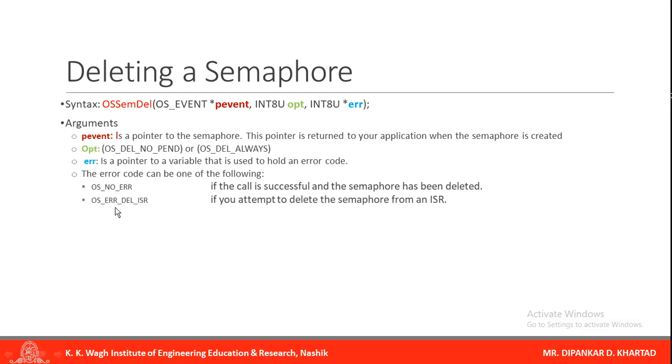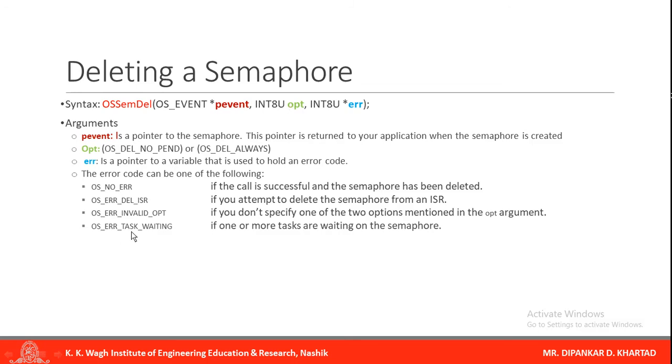Now OS_ERR_DEL_ISR: if you attempt to delete the semaphore from an ISR, this error will be returned. OS_ERR_INVALID_OPT: if you don't specify one of the two options mentioned in the argument opt. Again, OS_ERR_TASK_WAITING: if one or more tasks are waiting on the semaphore. OS_ERR_EVENT_TYPE: if pevent is not pointing to a semaphore. So there are various errors. The last one is OS_ERR_PEVENT_NULL: if no OS_EVENT structures are available.